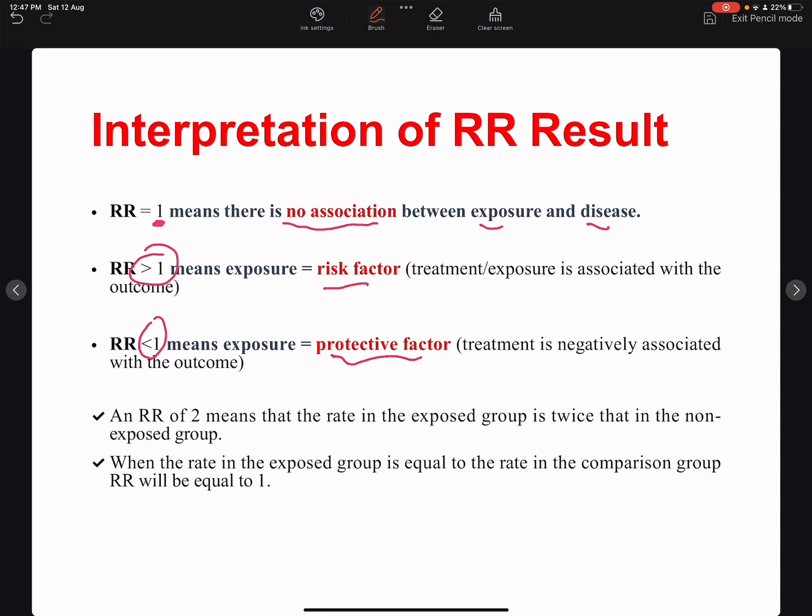So treatment, for example, is negatively associated with an outcome. And a relative risk of 2 means that the rate in the exposed group is twice at risk than the non-exposed group. When the rate of the exposed group equals the rate in the comparison group, or equals 1, that means there is no association between the exposure and the disease.